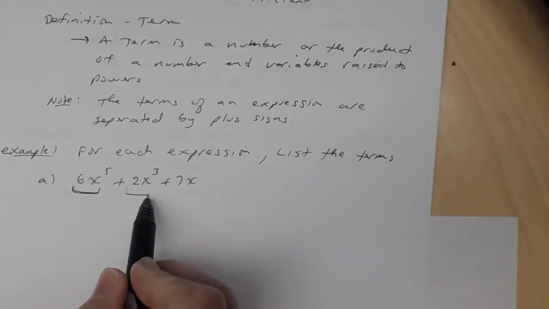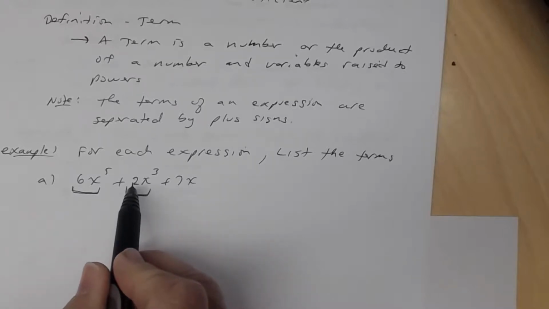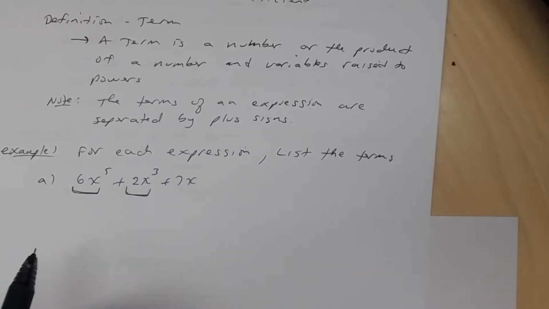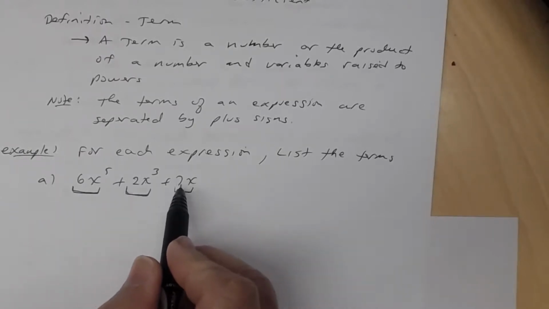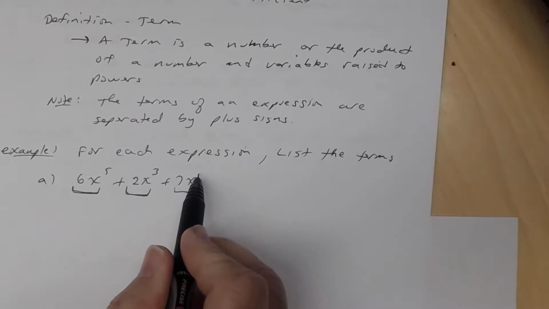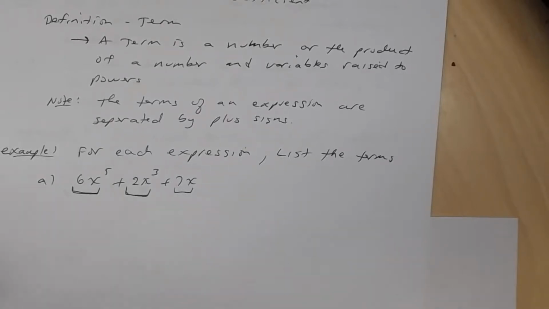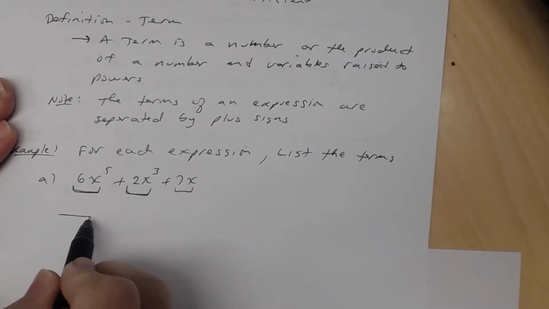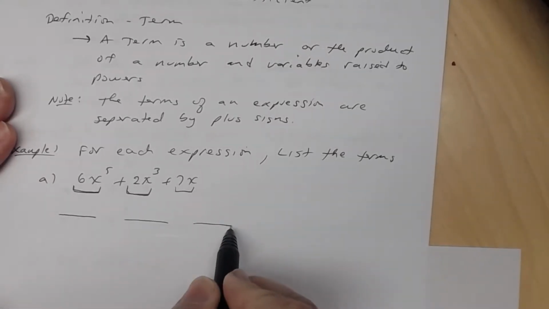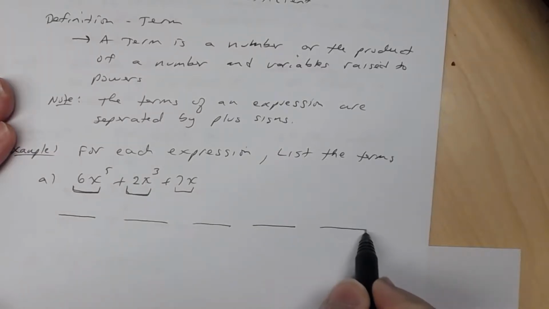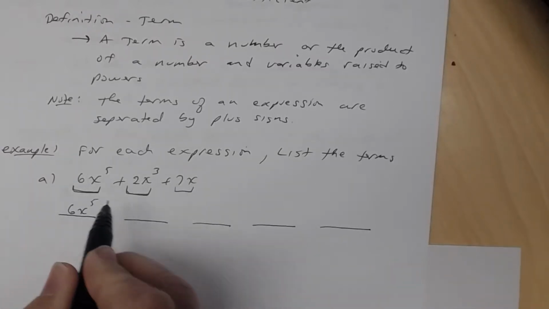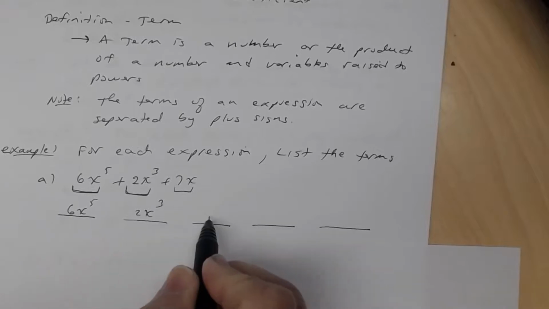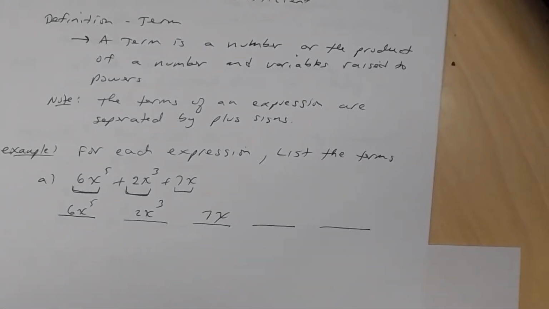The other term would be a positive 2x cubed, a number times a variable raised to powers. And it could be more than one variable. And then the other term would be 7x, a number times a variable raised to a power. Remember, there's no power there. It's understood to be a 1. So when you list them, on the assignment, it's going to say there are more blanks than terms. So when you list them, make sure in each blank you put the term. So the first one is 6x to the fifth, the second one is 2x cubed, and then the third one is 7x, and you just leave the others blank.